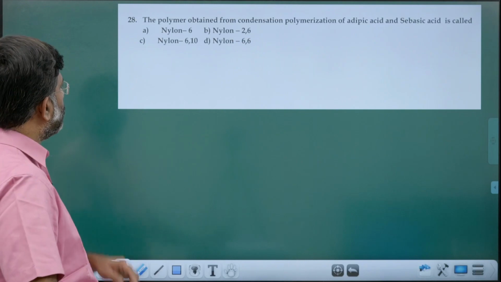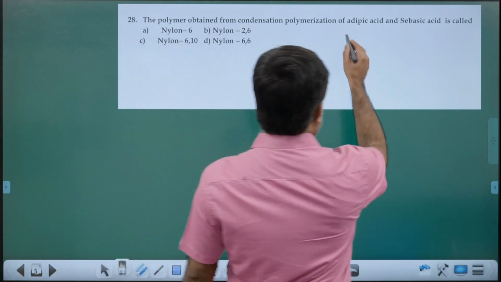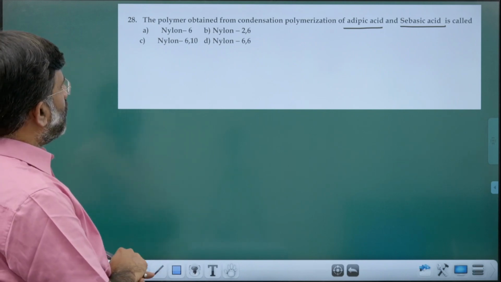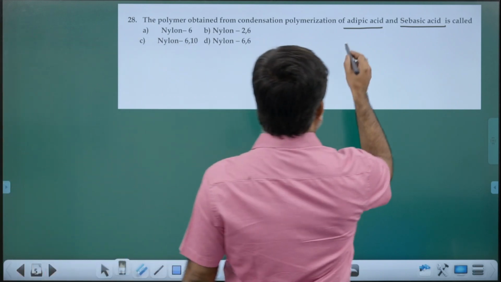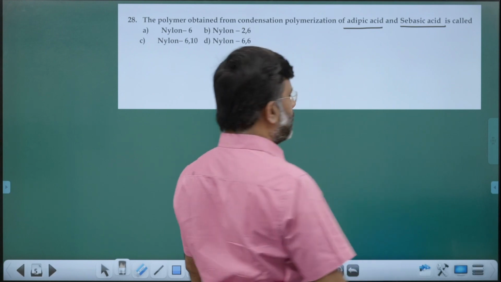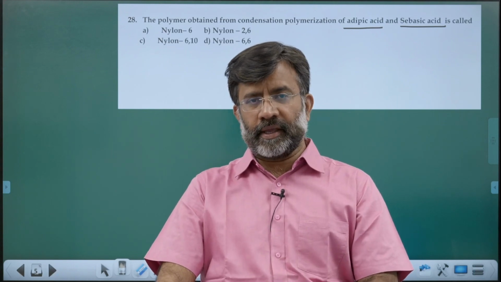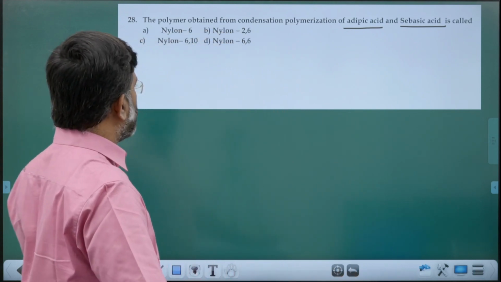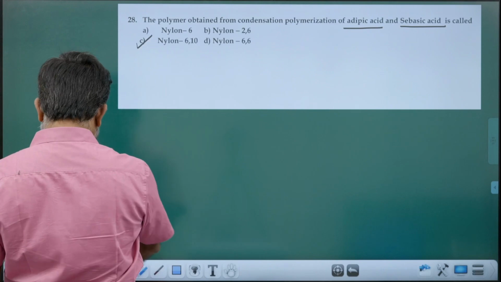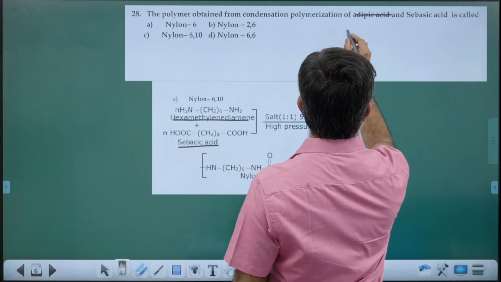Next one. The polymer obtained from condensation polymerization of adipic acid with sebacic acid. It is not adipic acid and sebacic acid. It is hexamethylene diamine with sebacic acid, and that combination was probably written by some mistake. It is option C then. Let's have a look. It is hexamethylene diamine and sebacic acid. This is not adipic acid.